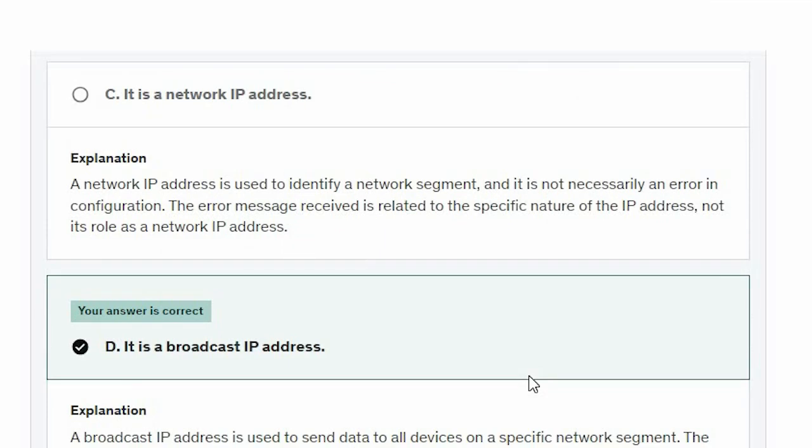Answer C is wrong also. A network IP address is used to identify a network segment and is not necessarily an error in a configuration. The error message received is related to the specific nature of the IP address, not its role as a network IP address. So this also is wrong.